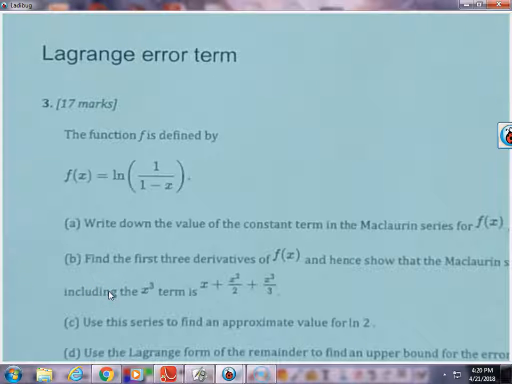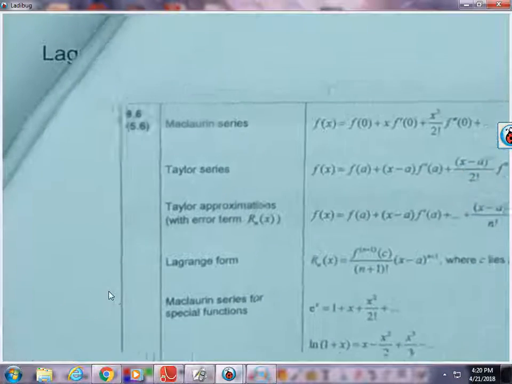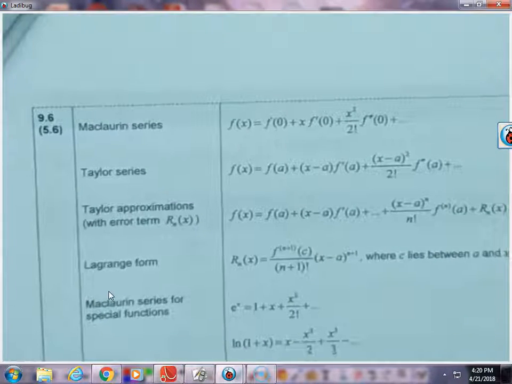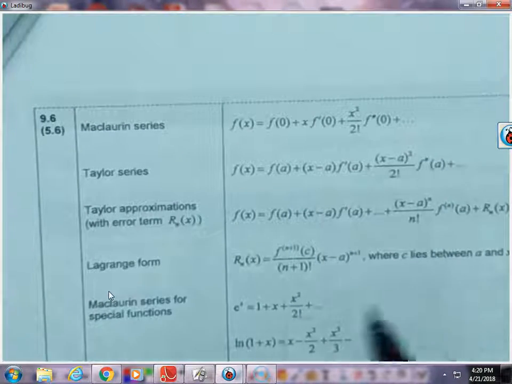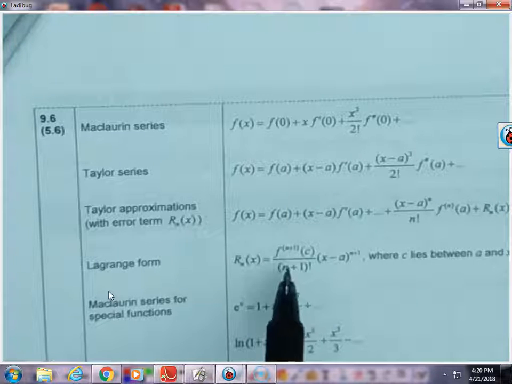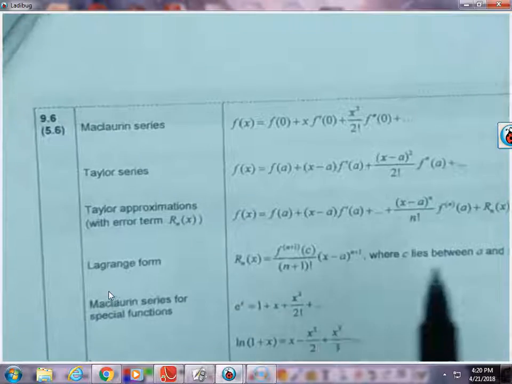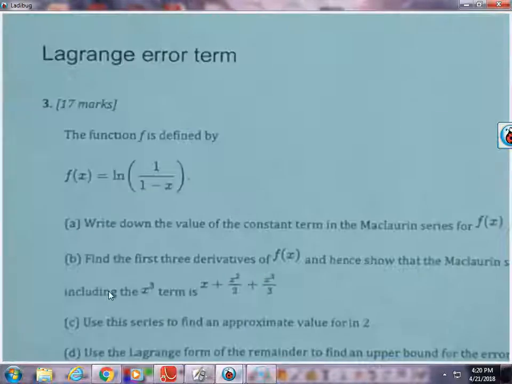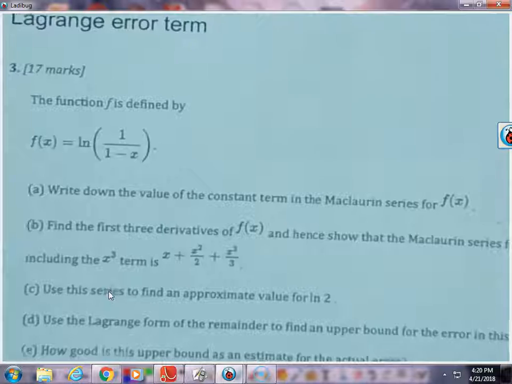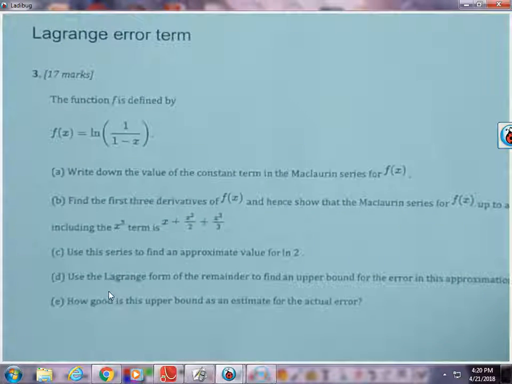This problem is going to be a good review of the Lagrange error term, just to refresh your memory. When you're finding your Maclaurin series and your Taylor series, you can find an upper bound on your error by using this formula from your formula sheet. It's under your options section. Okay, so if we go back to this problem and take a look at what it wants me to do.